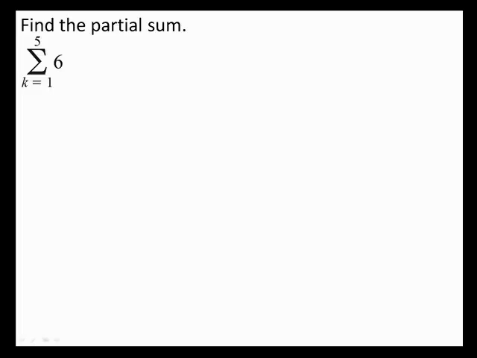Find the partial sum, the sum from k equals 1 to k equals 5 of 6. Add 6 5 times. Simplify 6 plus 6 plus 6 plus 6 plus 6. You find that the sum from k equals 1 to 5 of 6 is 30.